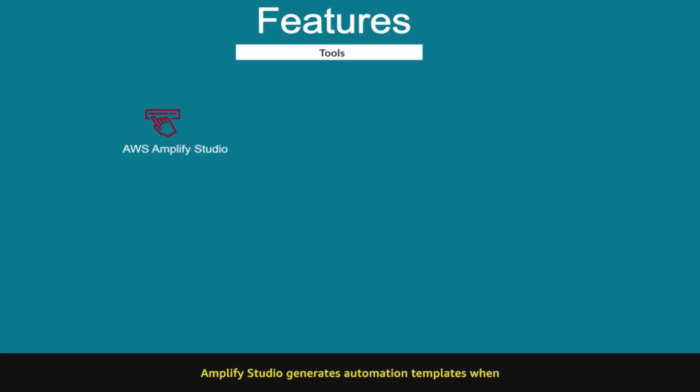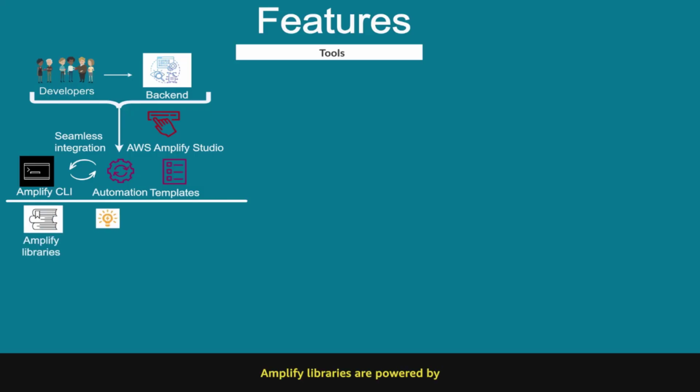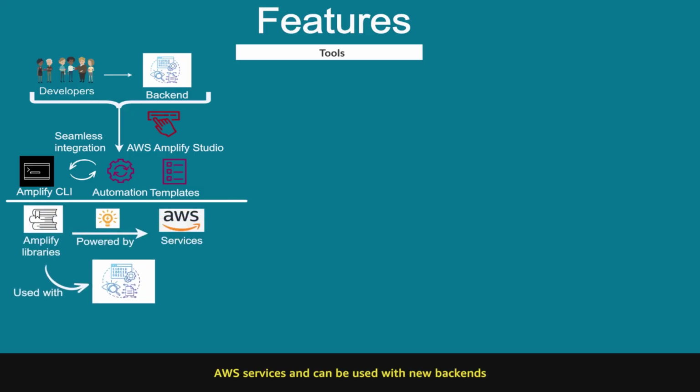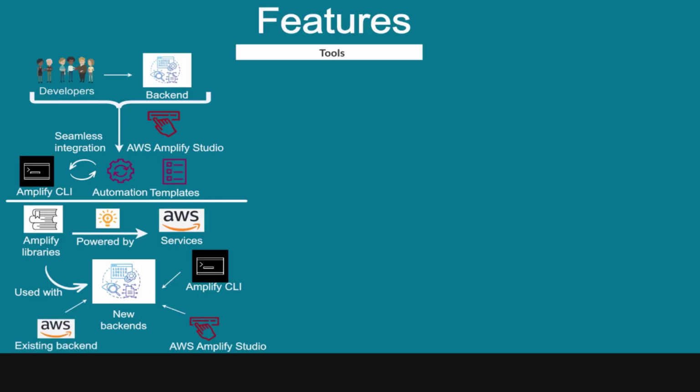Tools. Amplify Studio generates automation templates when you create backend resources. These templates provide seamless integration with the Amplify CLI. Amplify libraries are powered by AWS services and can be used with new backends created with the Amplify command line interface, or CLI, Amplify Studio, or your existing AWS backend.